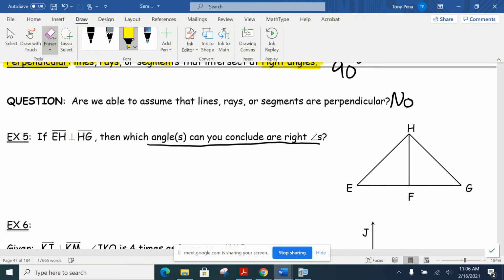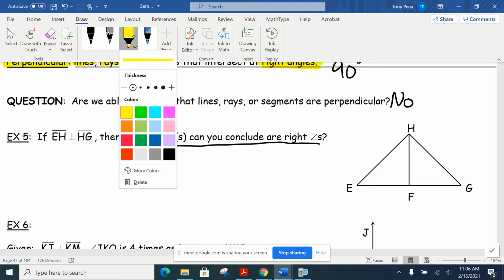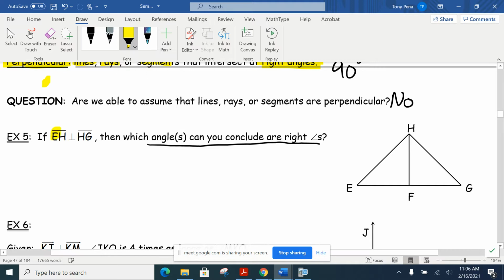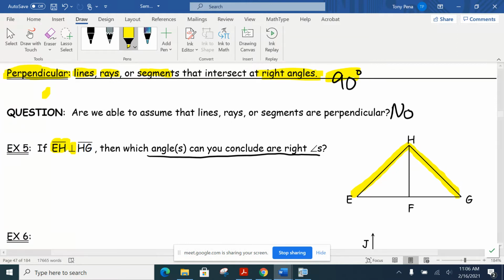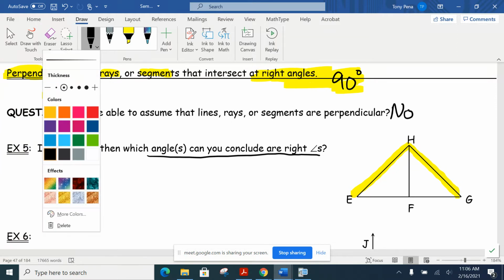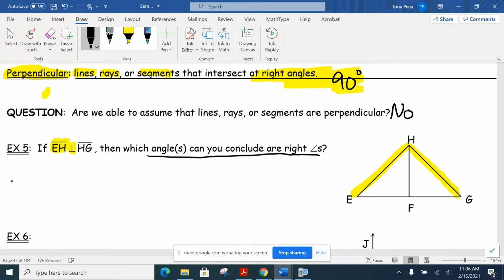If we read what I gave you, though, I tell you that segment EH, here's EH, is perpendicular to segment HG. So it is those two lines that are perpendicular to each other. And because they are perpendicular to each other, those are the ones that are forming that 90-degree angle. So if you remember, the way we write that in geometry is with a little square.